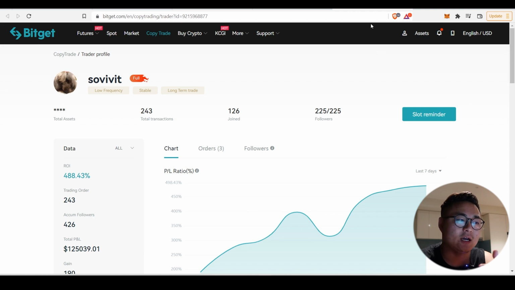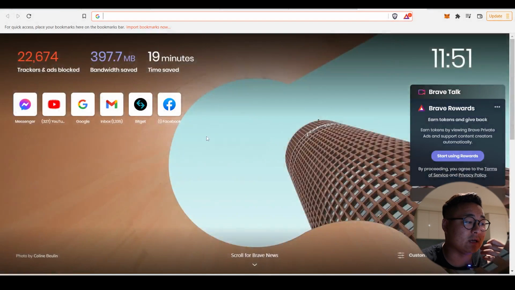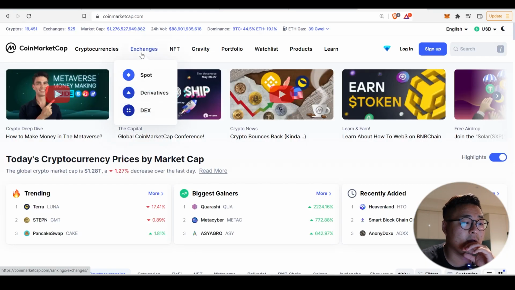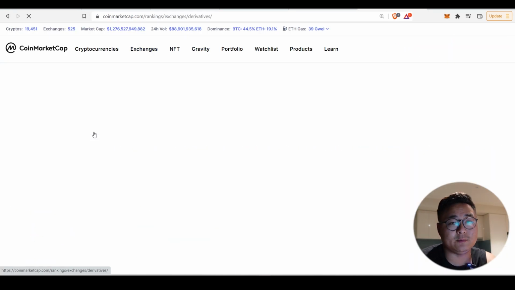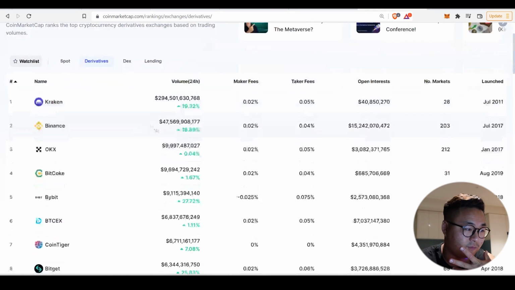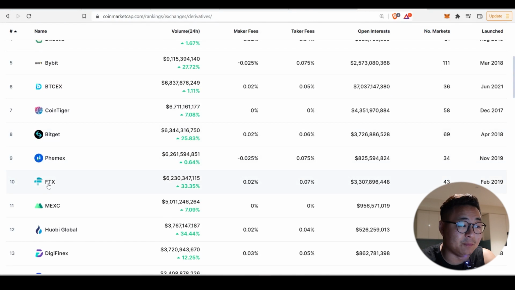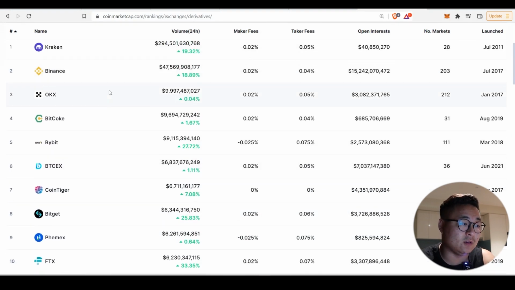It's a very active exchange, guys. Just to give you the validity on the size of the exchange, I will show you this website. So we all know CoinMarketCap. Go to exchanges and then go to derivatives, because it's a futures exchange. So this is the futures exchange that we're playing in. As you can see, it's number 8 in the world, and it's above FTX. That's massive, and you know it fluctuates within the top 10.